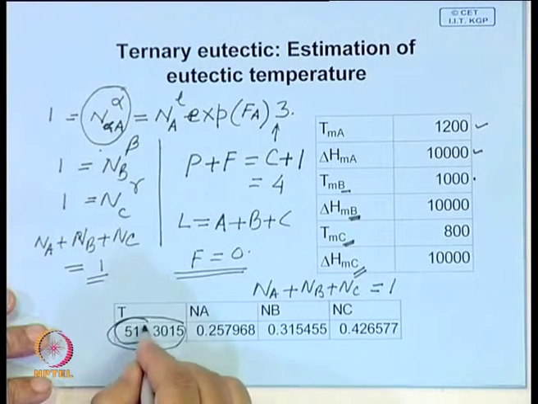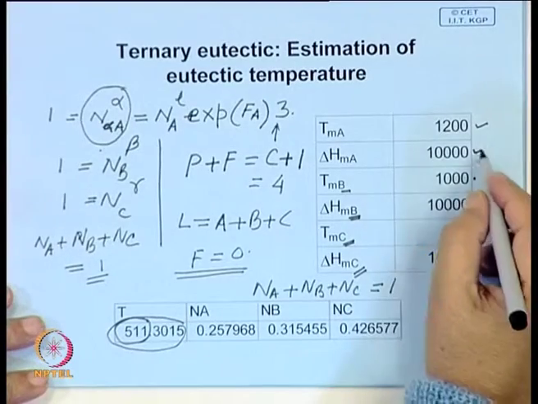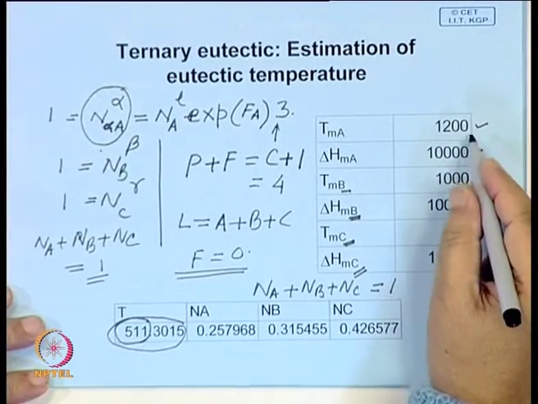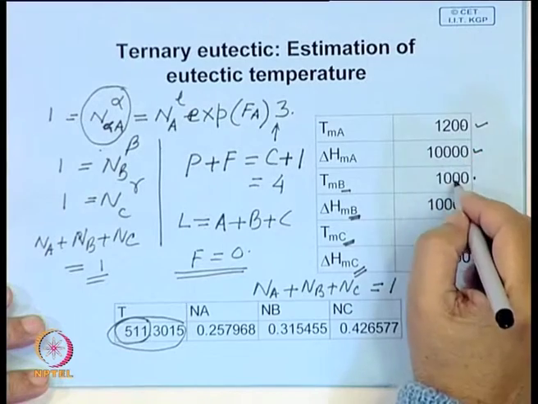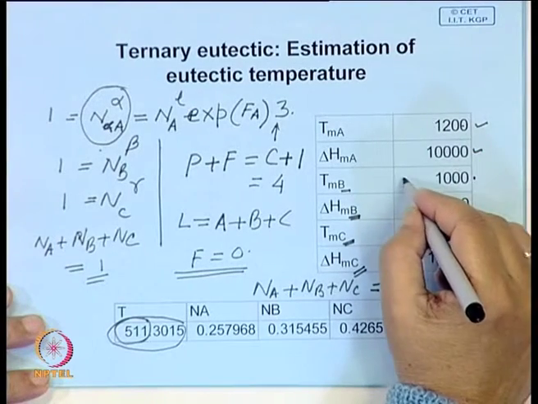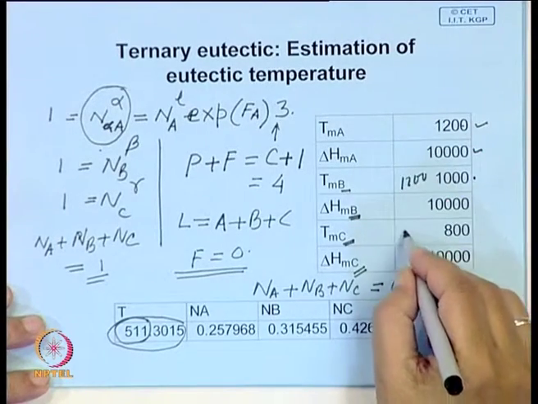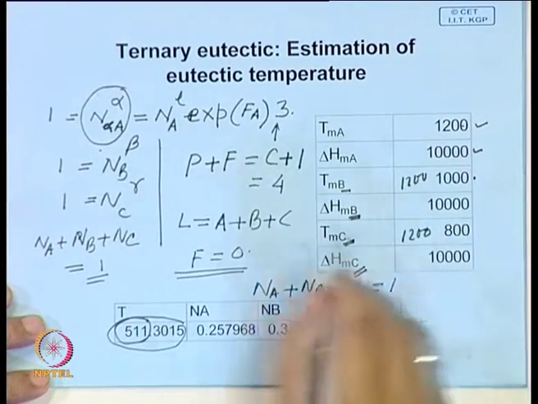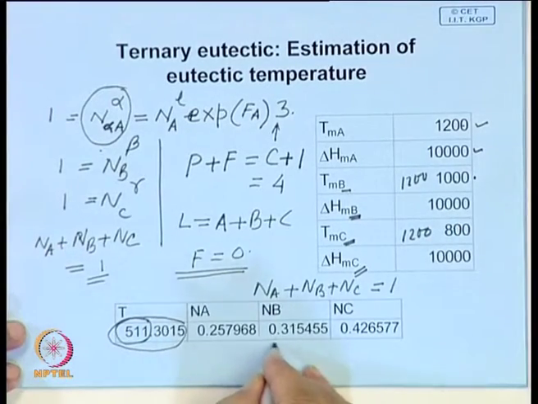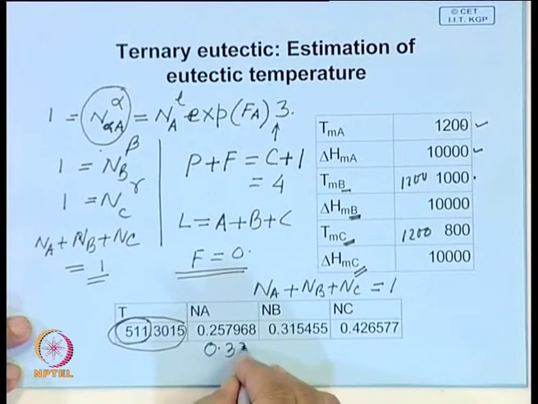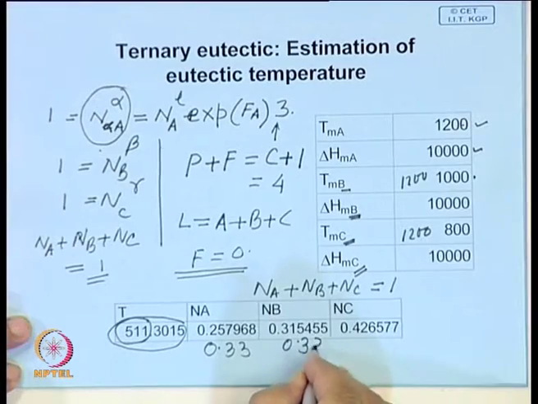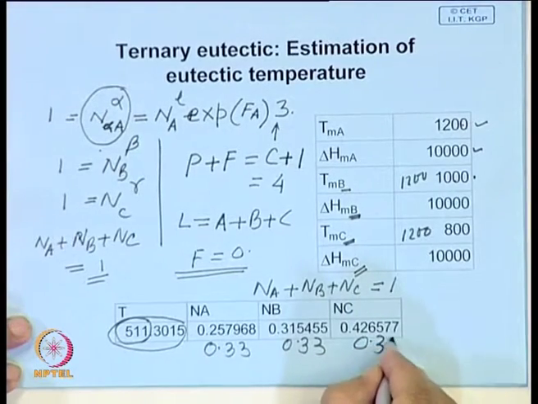In this particular case it is this. Now, if you make all these equal, if you make this temperature also 1200, this also 1200, then you will find that all these points N A, N B, N C will be equal, 1/3, 1/3, 1/3.